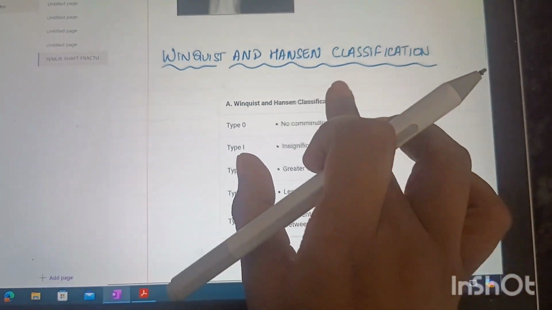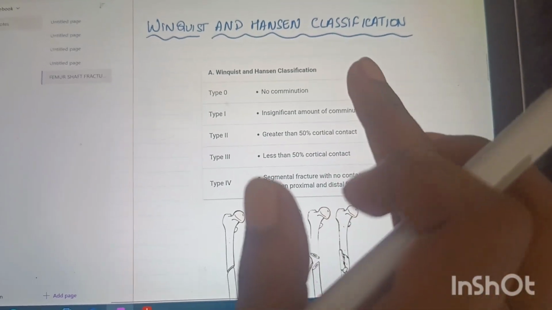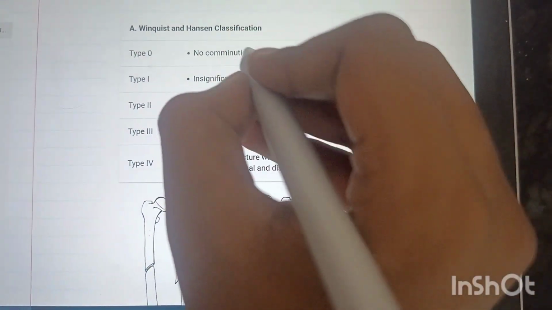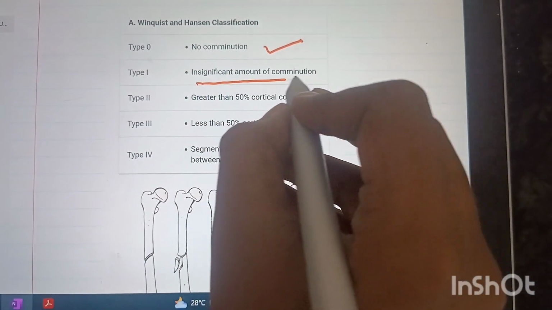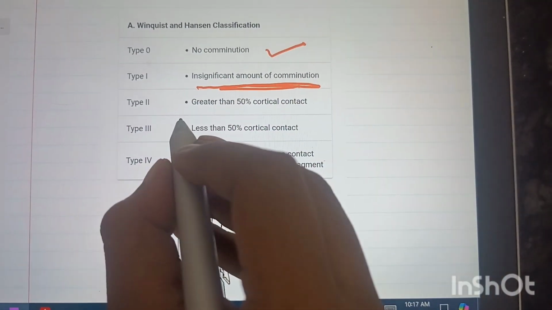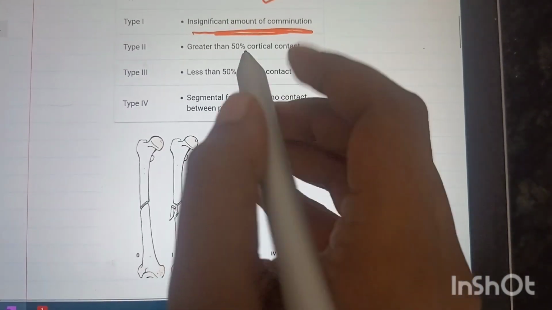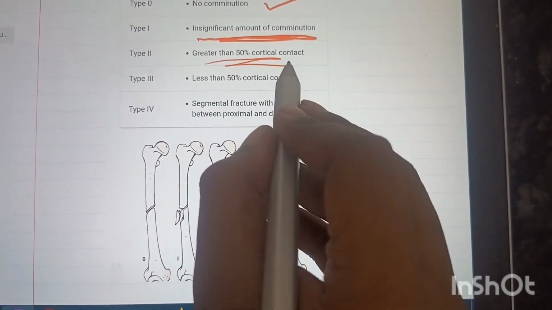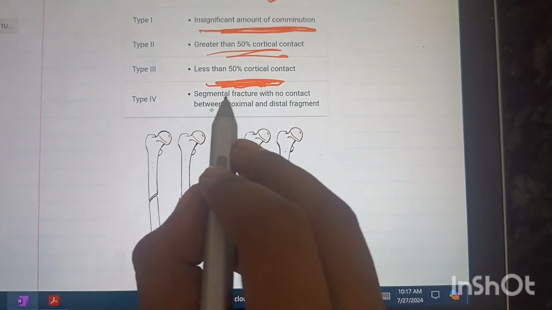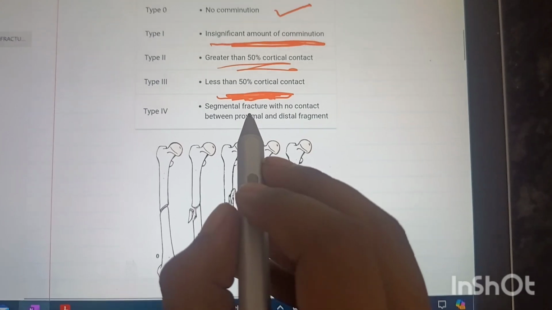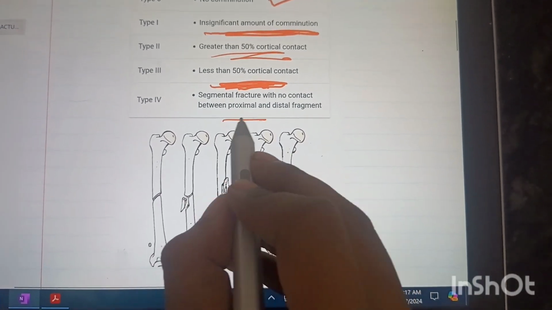So now let's learn about the classification. In Winquist and Hansen classification, it is divided into 4 types. In type 0 there will be no comminution. In type 1 there is insignificant amount of comminution. In type 2 greater than 50% of the cortex will be in contact. In type 3 less than 50% of cortical contact is present, and in type 4 it is segmental fracture with no contact between proximal and distal fragments.